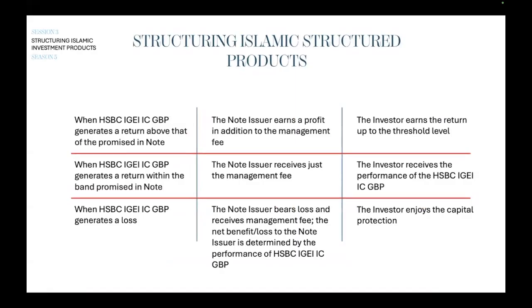So this is basically a summary. When the HSBC fund generates a return above that promised in the note, the note issuer earns a profit in addition to the management fee. So the note issuer is in net benefit. The investor earns the return up to the threshold level, 10% in this example, a 10% annualized return. When the fund generates a return within the band promised in the note, the note issuer receives just the management fee, and the investor receives the full performance of the HSBC fund. When the HSBC fund generates a loss, the note issuer bears the loss and receives the management fee. The net benefit or loss to the note issuer is determined by the performance of the HSBC fund. The investor enjoys the capital protection.